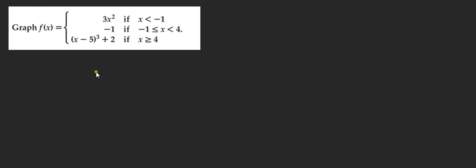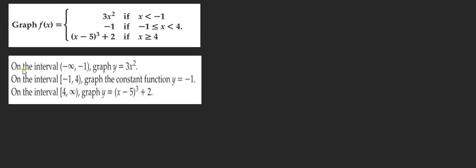In this video, I'm going to show you how to graph a piecewise function using the TI-84 Plus CE. So you have a piecewise function, and you notice you have three pieces, and you have an interval representing each piece. For example, whenever x is less than -1, you need to graph 3x squared. So on the interval from -infinity to -1, we need to graph y equals 3x squared.